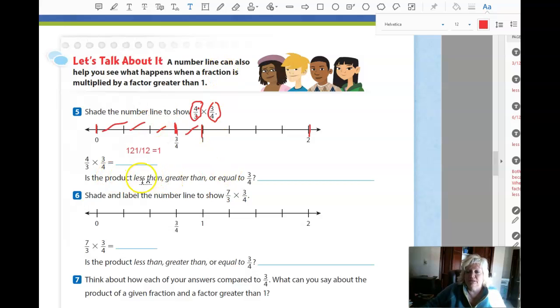Is the product lesser than, greater than, or equal to 3/4? It's greater than.